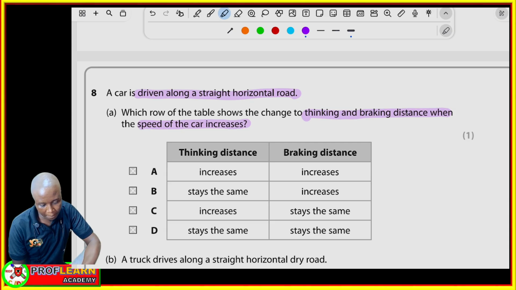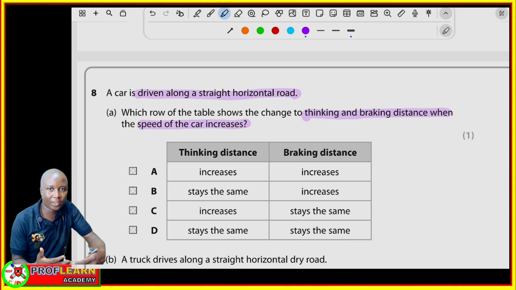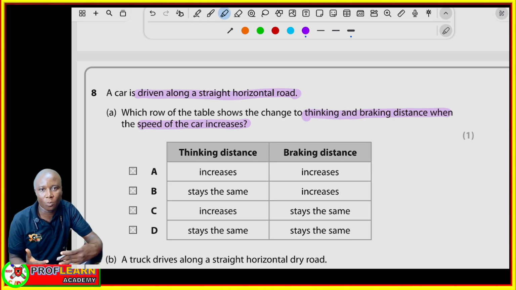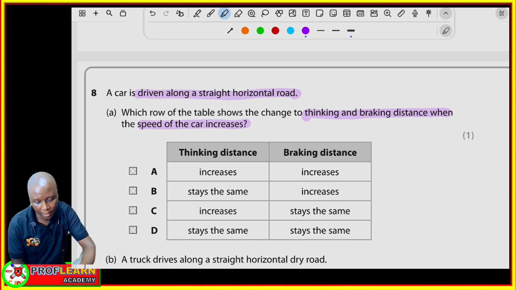Thinking distance, I've said, is the distance traveled by the car while the driver is thinking to make a decision, while the driver is trying to judge what he's going to do. And braking distance is the distance traveled from when the driver applies the brake to when the car stops.